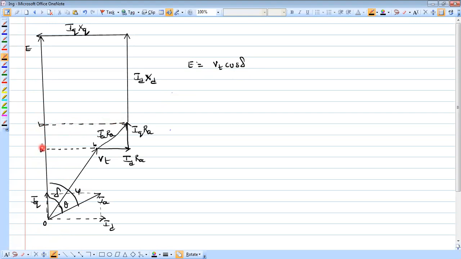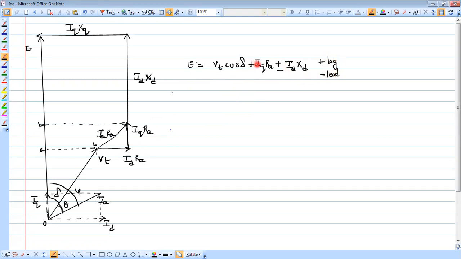from A to B, the distance is equal to IqRa, plus what is this remaining distance? It is equal to IdXd. So this will be the voltage equation for this machine. And here we get a negative sign if it is a leading power factor. So plus for lagging and minus for leading power factor.